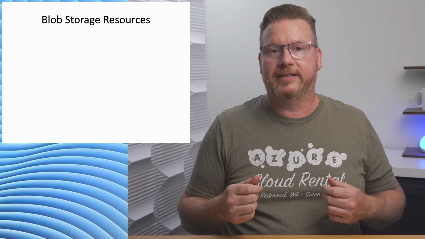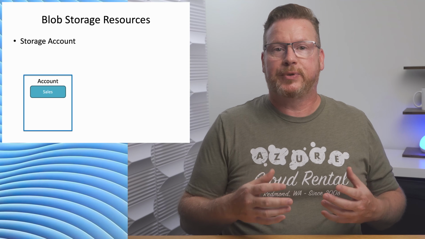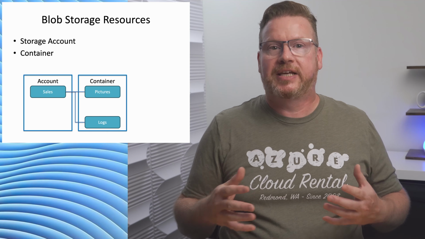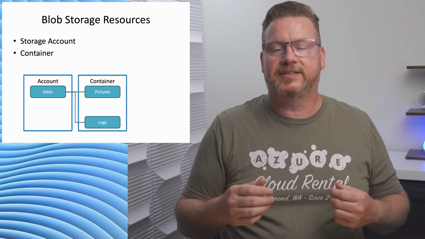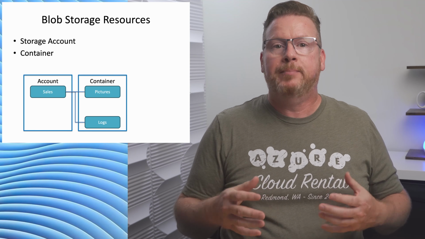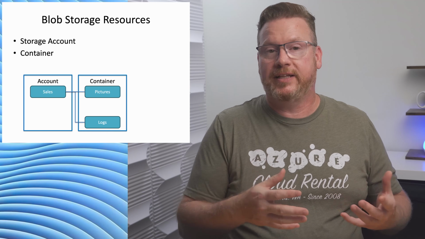Let's dig deeper into the features that make up blob storage. We'll start with how blob storage is organized. There are three resources that make up blob storage. First, we have a storage account. This is an Azure resource that holds blobs, file shares, queues, and tables. We're focused on blobs with this video. Then we have containers that organize the blobs. Containers are like directories in a file system. A storage account can have an unlimited number of containers, but we can't nest containers within each other.